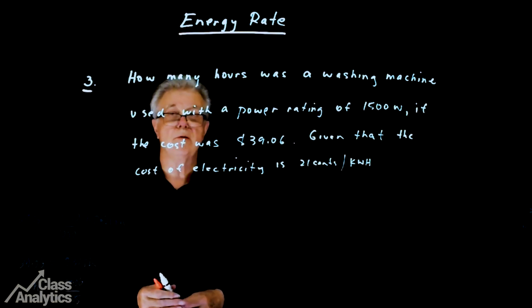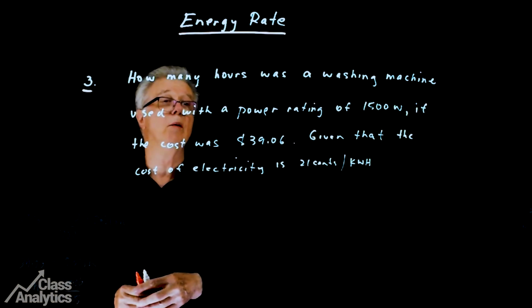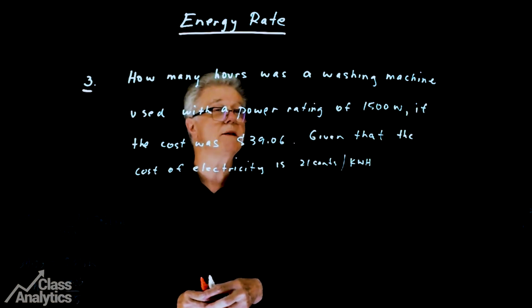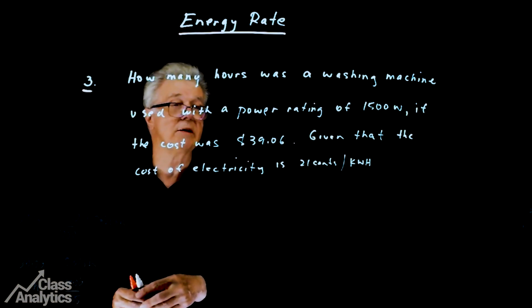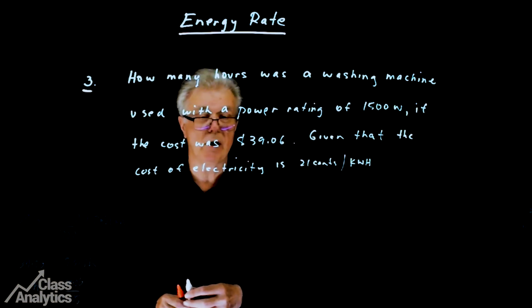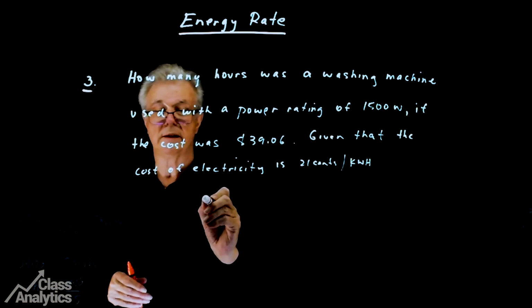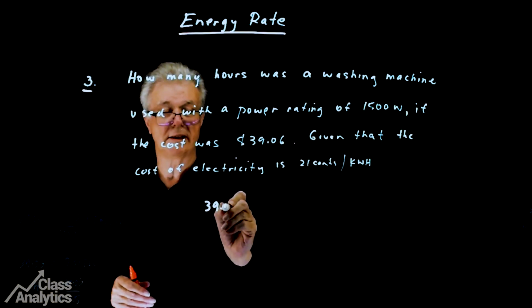Okay, the third one, energy rate. How many hours was a washing machine used with a power rating of 1,500 watts if the cost was $39.06, given that the cost of electricity is 21 cents per kilowatt hour? So we know the total amount was $39.06.